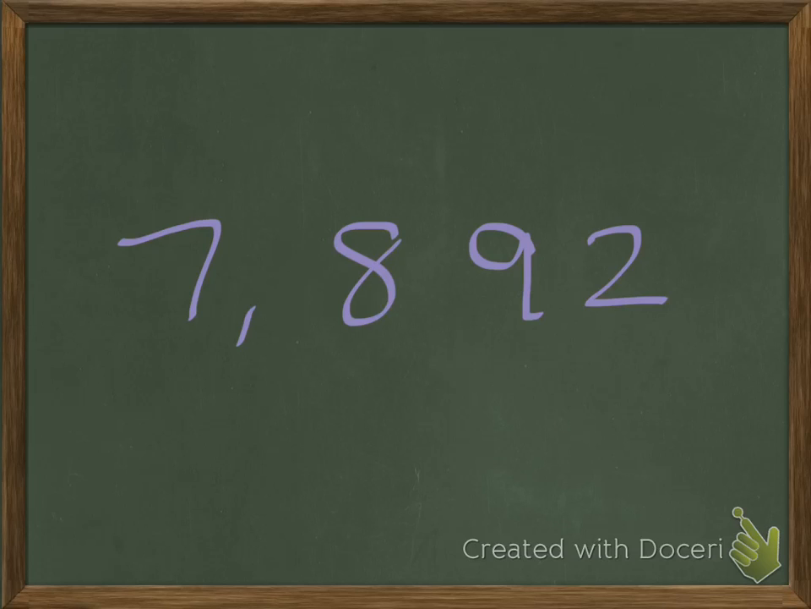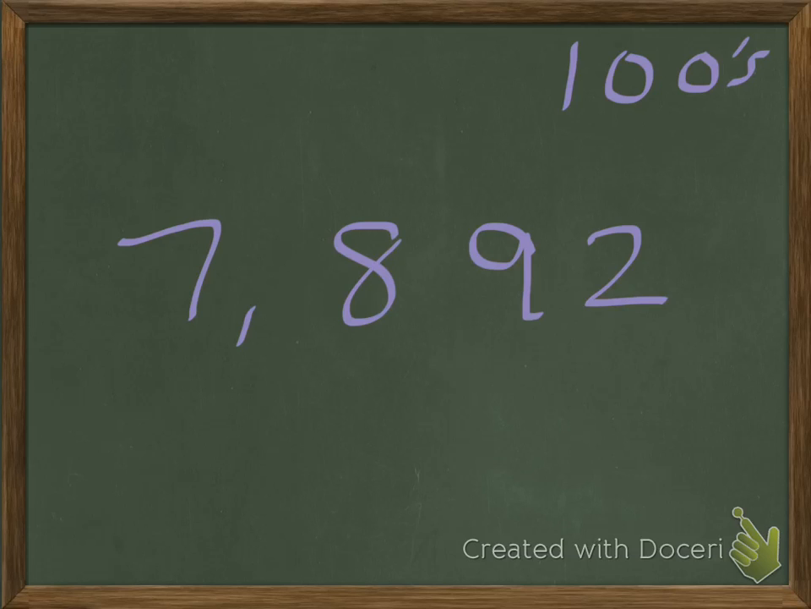Okay, so let's go ahead and have a couple practice problems. Let's say 7,892 rounded to the nearest 100 column. So go ahead and pause me and figure it out.